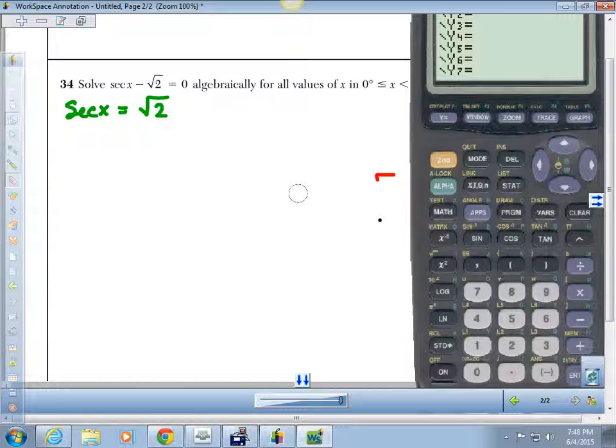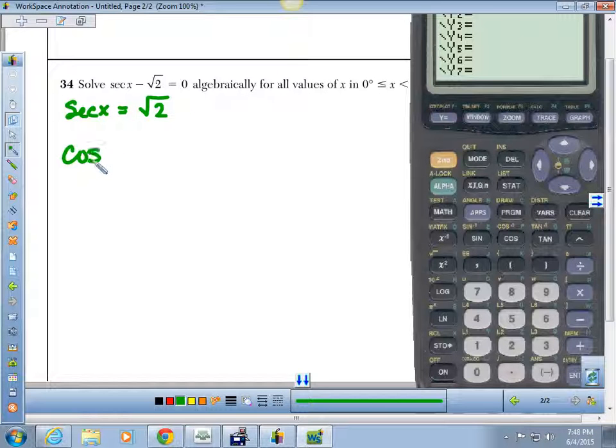Okay, well, what we don't like here is the secant. We're really not as comfortable with secant as we are with what? As we are with cosine x, right? Well, we know that secant and cosine are what of each other? They're reciprocals of each other, aren't they? So if secant x is equal to radical 2, then what does cosine x have to be equal to? Its reciprocal, right? 1 over radical 2.